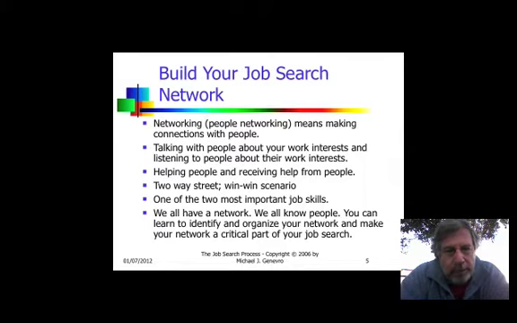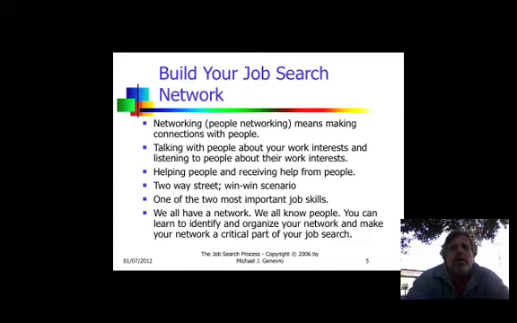Building your network, and you build your network throughout your life, and you maintain your network whether you're employed at a particular moment or not. It is a critical foundation of the job search, a critical foundation of our work life. If someday you're starting a business, it's a critical foundation for starting a business.